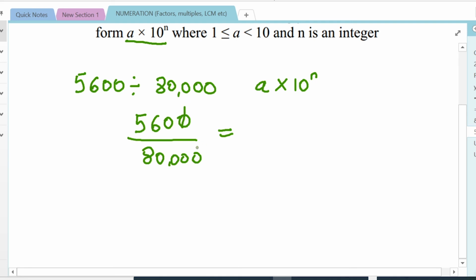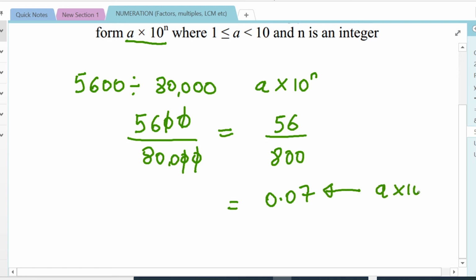So we can cancel the zeros, and we end up with 56 divided by 800. So what is 56 divided by 800? That's going to give us 0.07. That's the answer, but they're asking that the answer should be in the form of a times 10 to the power n. And they're telling us that the value of a should be between 1 and 10, and the value of n should be an integer.